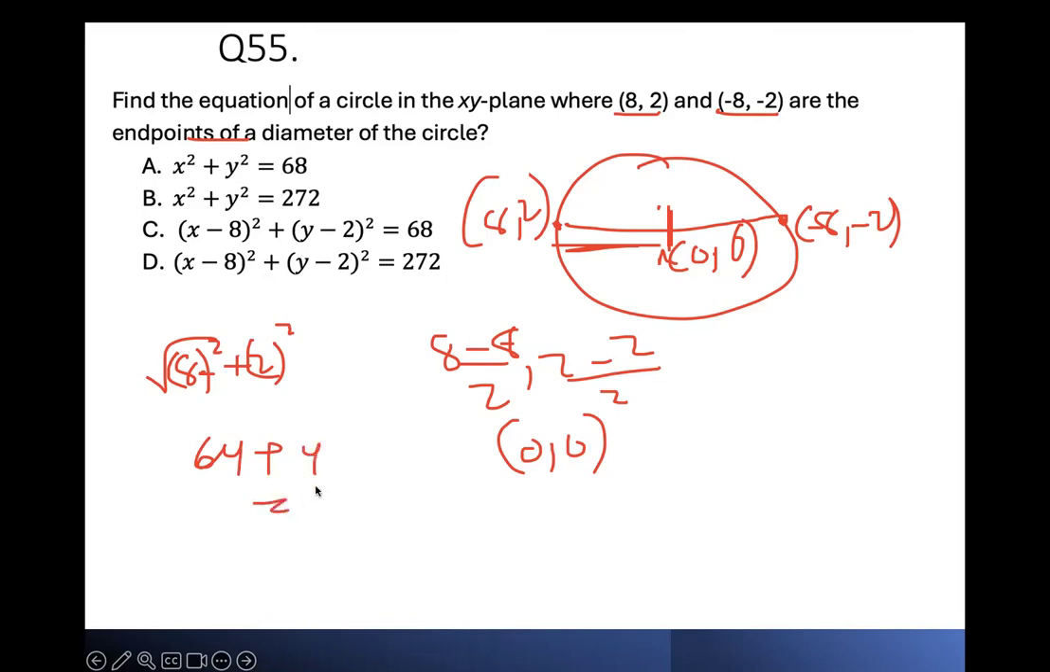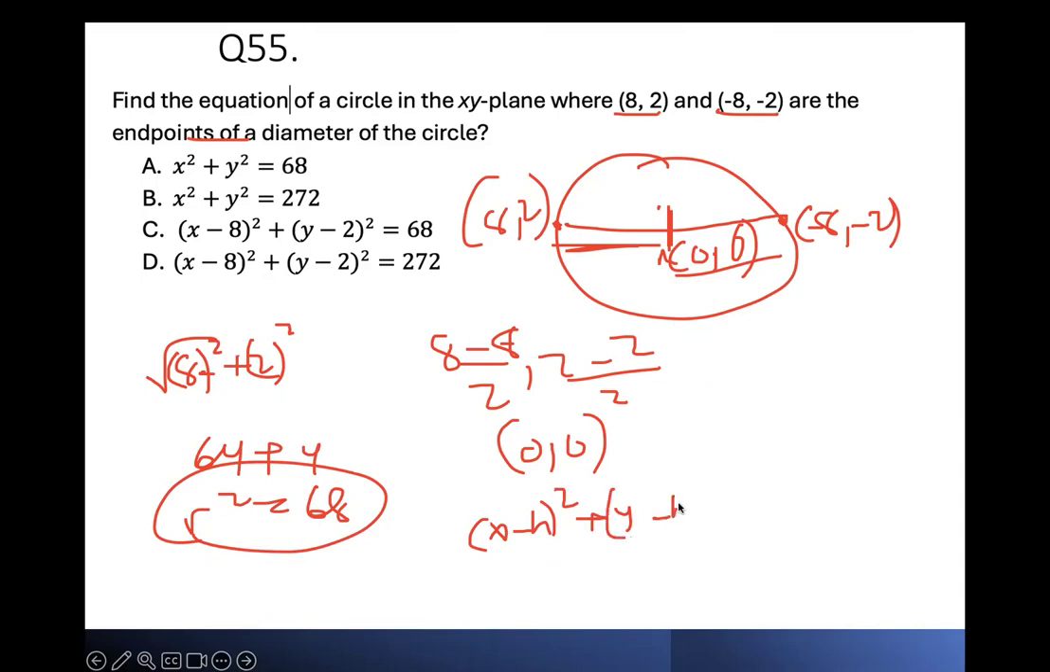This will give you 68. So r square is 68. Now, the circle formula is based on the center, not a point. So never use any point to write the circle's formula, which is (x minus h) square plus (y minus k) square is equal to r square.